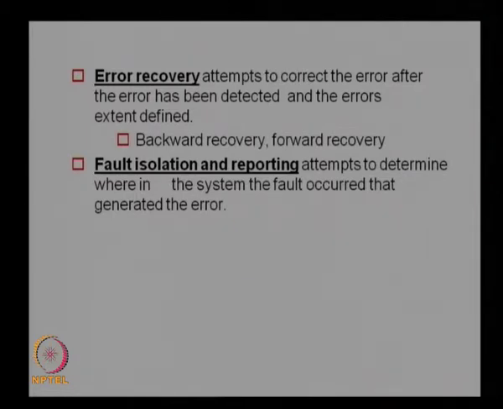The last one is fault isolation and reporting, which attempts to determine where in the system the fault occurred that generated the error. So, it looks for the fault in the system and sees from where that error occurred, and accordingly we can isolate that particular fault. That is fault isolation and reporting.